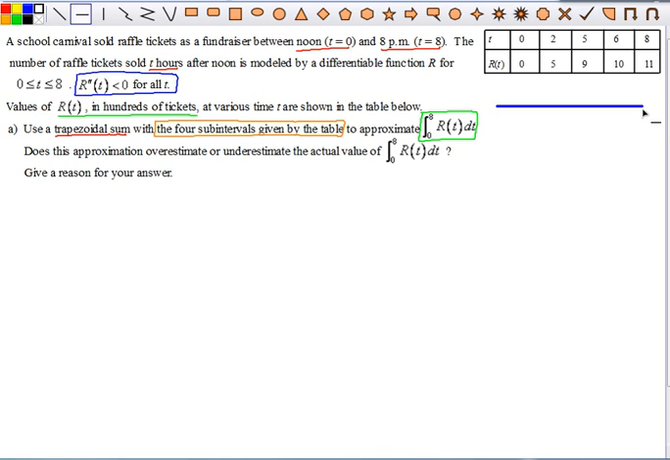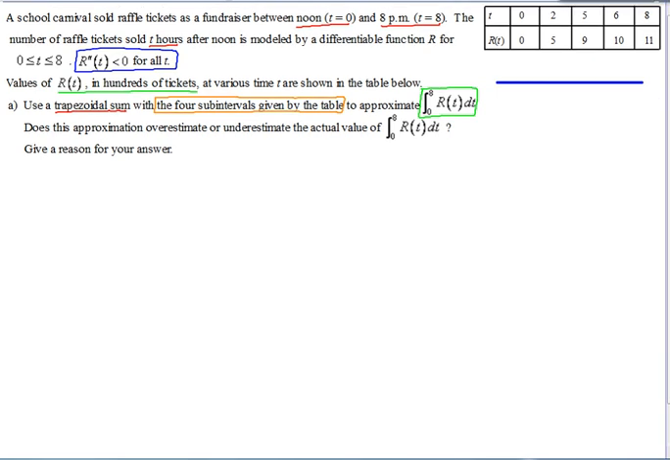And see if you can find the one conspicuous word that's left out of this description here. We are going from 0 to 8. Notice it never says the word equal. Let's see if they are equal. It says the 4 subintervals given by the table. Well, it starts at 0, ends at 8.